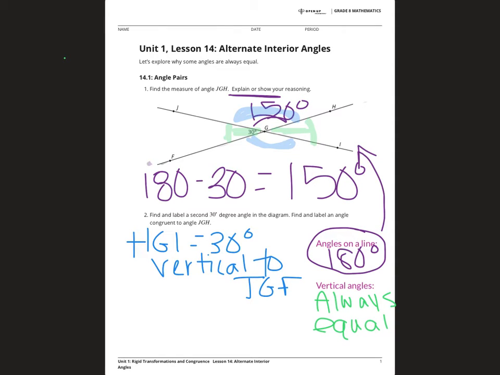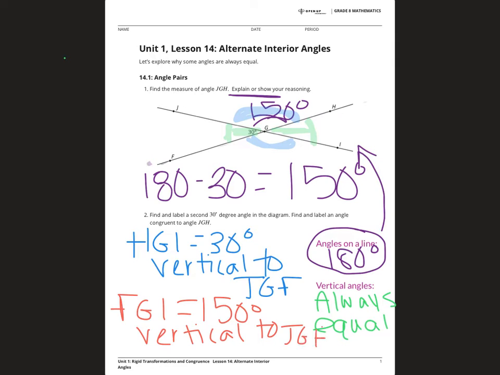Then you'll also want to write that FGI is equal to 150 degrees because it's vertical to, and that was JGH. Awesome. Okay, make sure that you have all of this written down in your notes, and then we'll move on to the next slide.